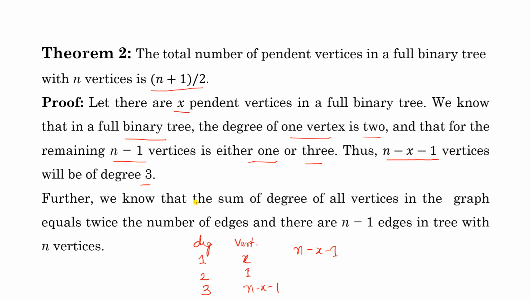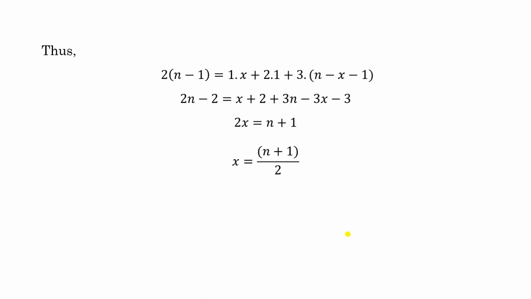Now further you know that the sum of degrees of all the vertices in a graph is equal to twice the number of edges in a graph. And further when we talk about a tree, we know that for a tree with n vertices there will be n minus 1 edges. So now apply this theorem.